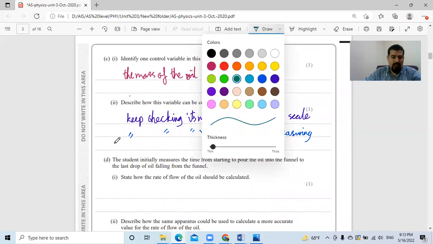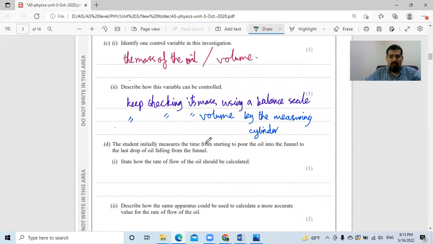In part B, what do we have? A student initially measured the time from starting to pour the oil into the funnel to the last drop of oil falling from the funnel. What they ask here: state how the rate of flow of the oil should be calculated. Now we know the rate of flow. What's the formula? Yes, tell me in the chat. Rate of flow, what's the formula? Exactly, it's equal to the volume of oil divided by the time of falling.